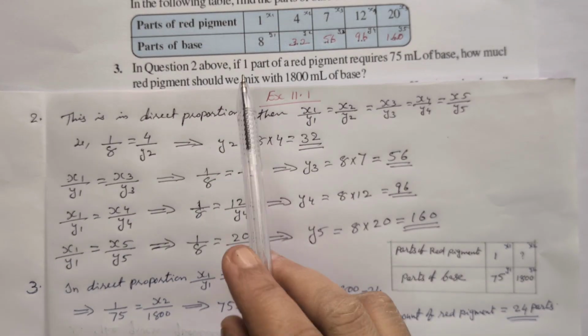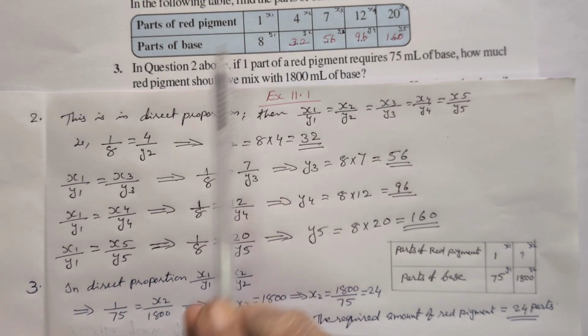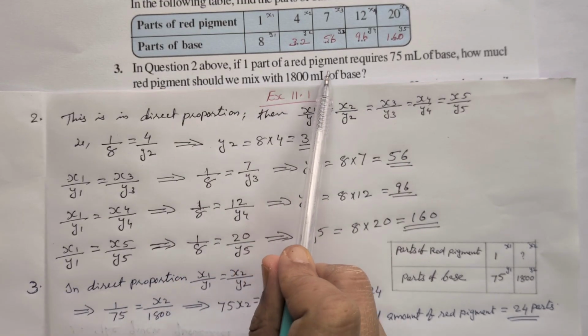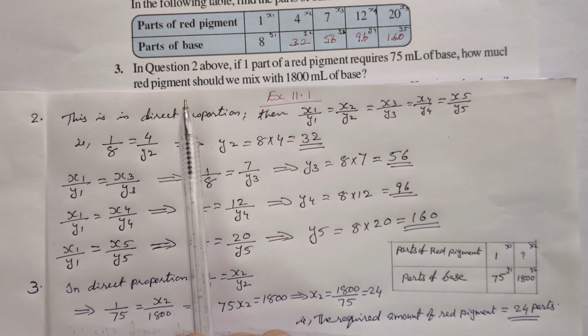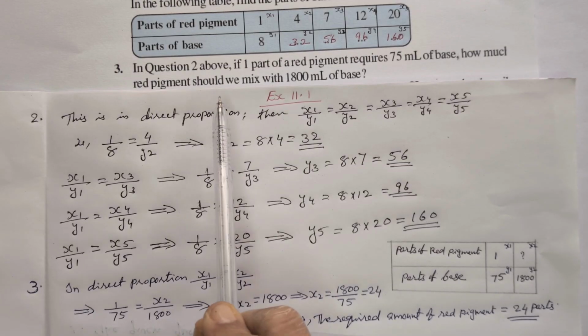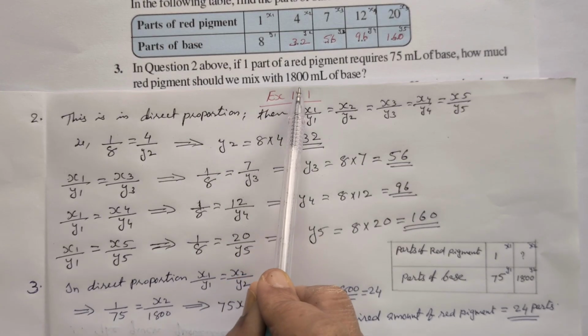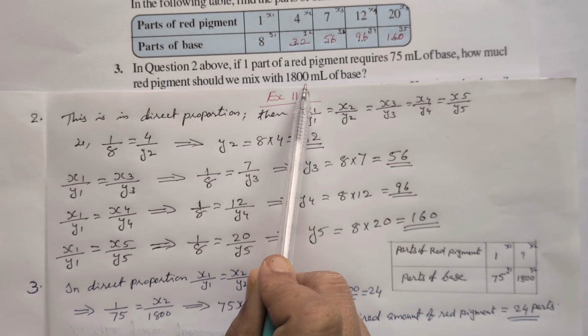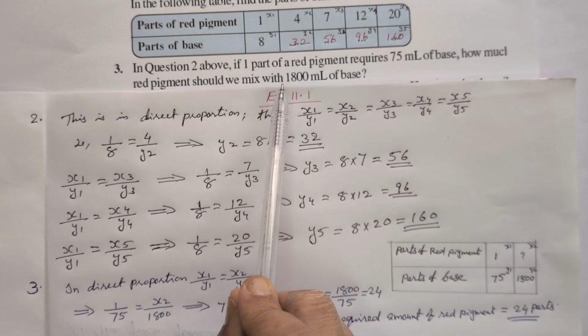Third question is same as the second one. In question 2 above, if one part of red pigment requires 75 ml of base, how much red pigment should we mix with 1800 ml of base?